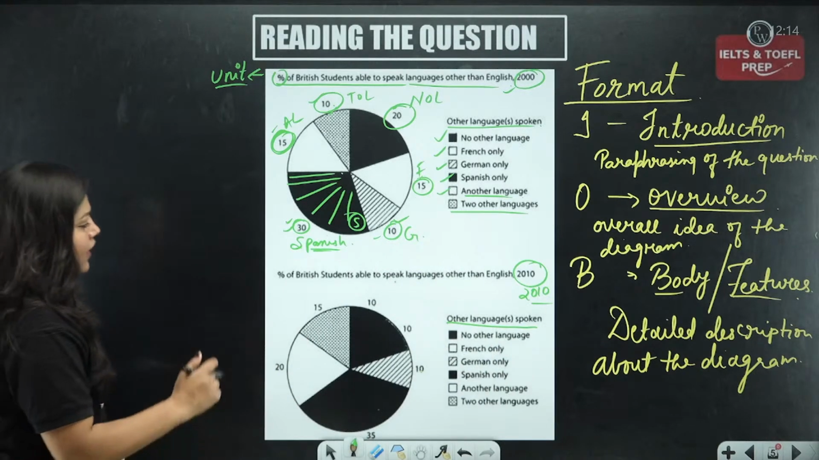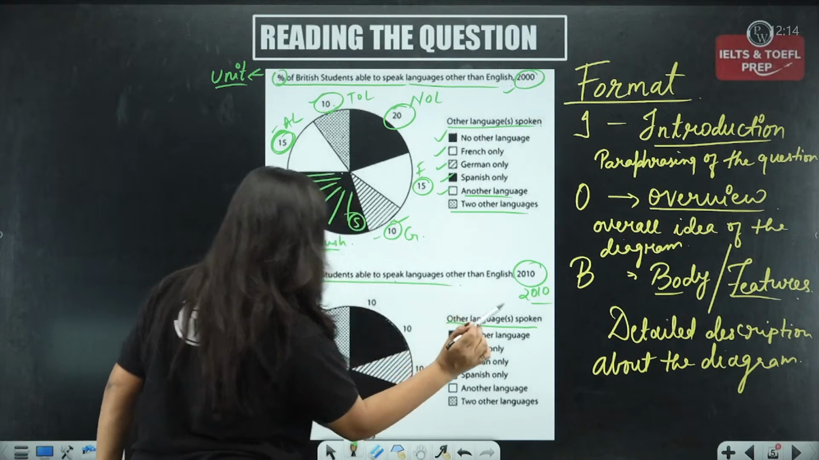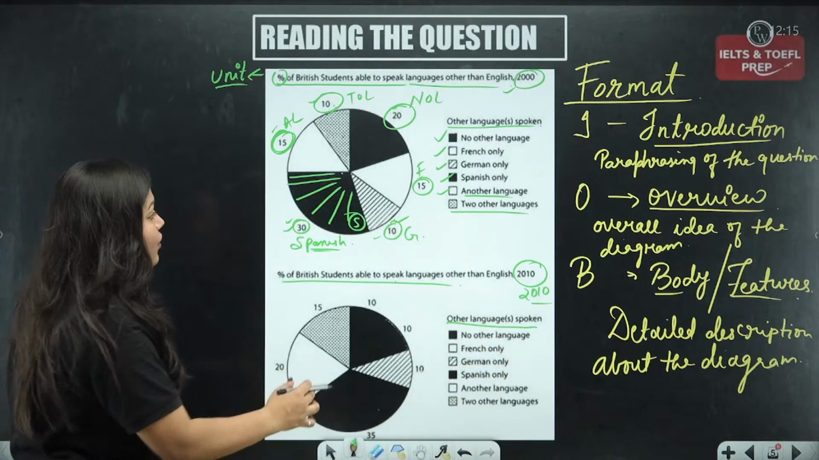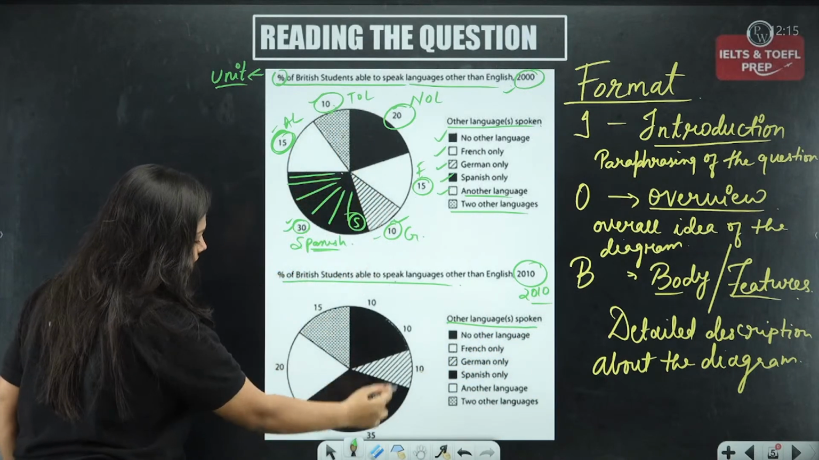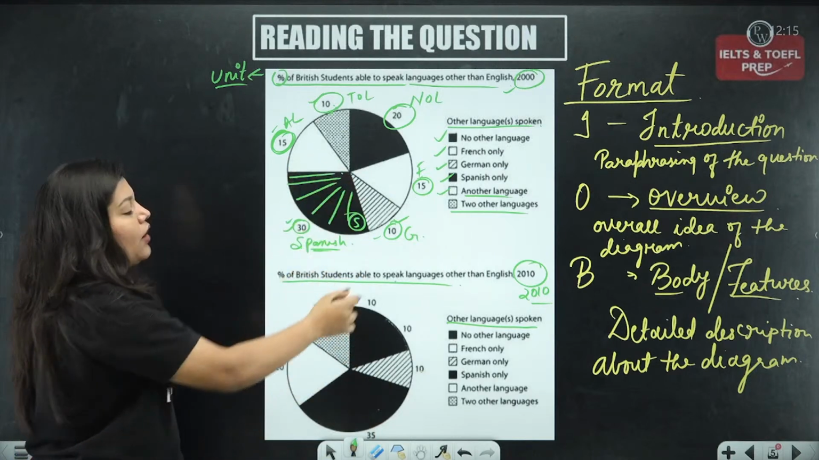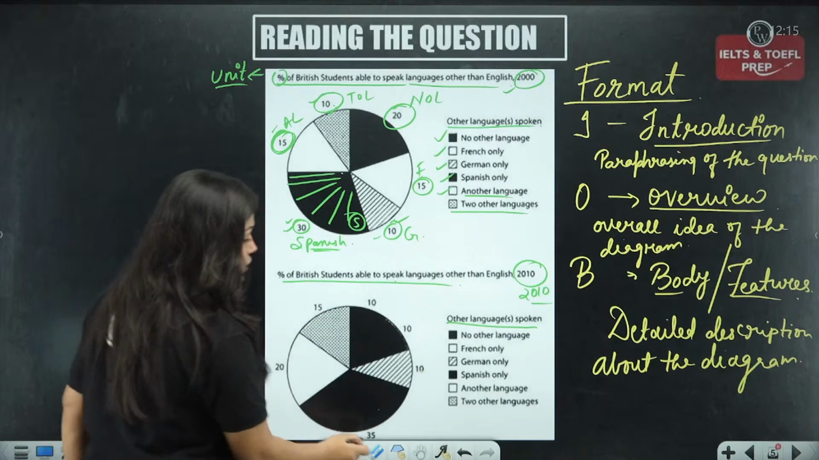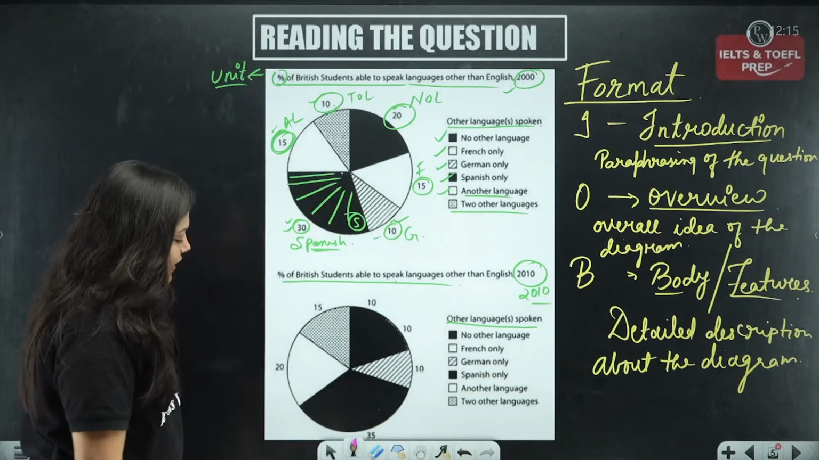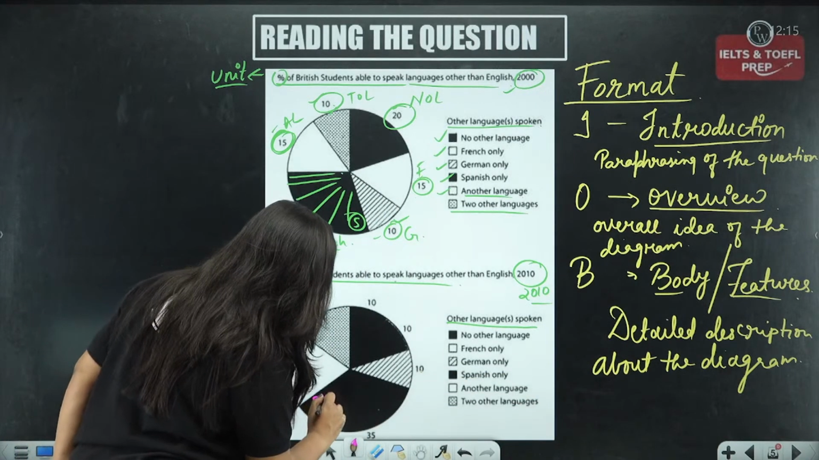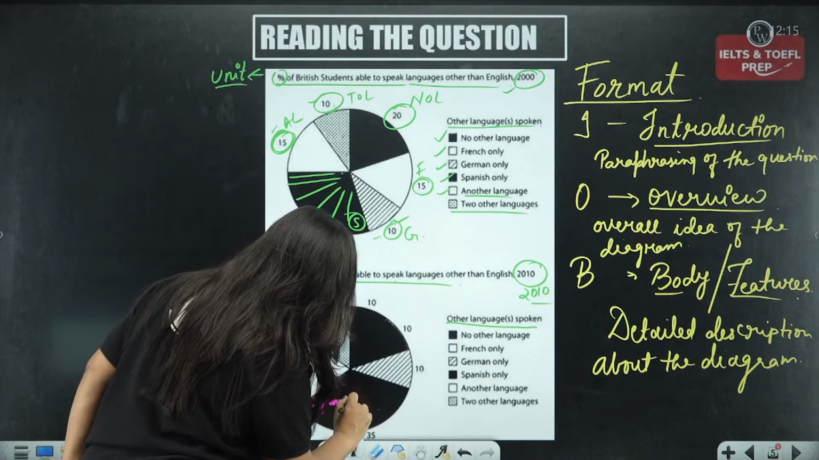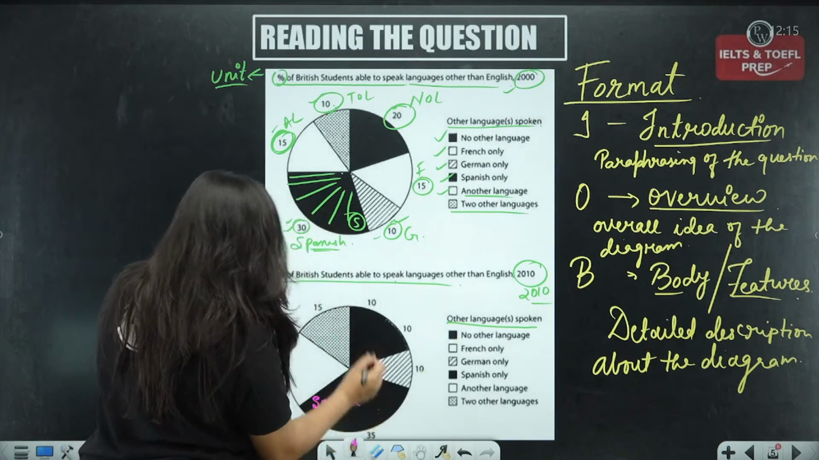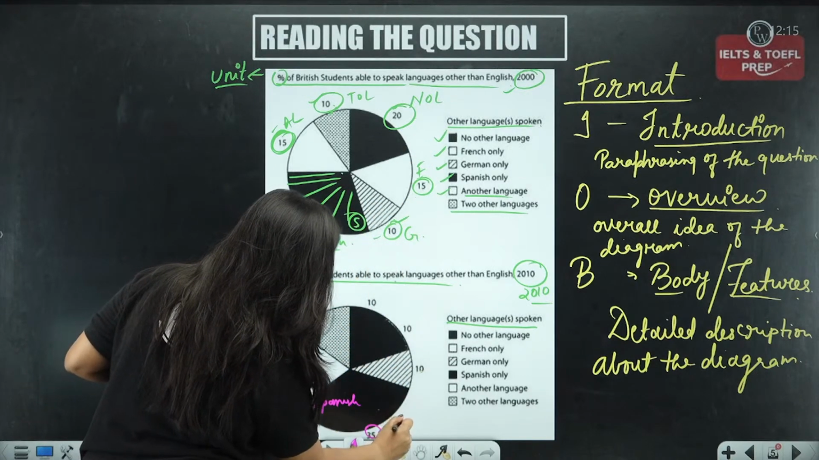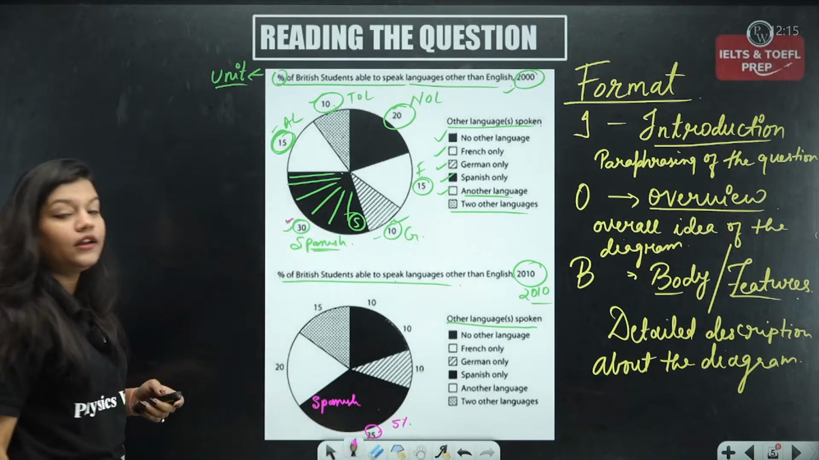Clear. Now, if I talk about the percentage of British students who were able to speak a language other than English, which is in 2010. So now this is the entire data. What we are going to do now is compare between the two years. What comparison are we going to be doing? You can see, if I be very clear, this was our Spanish. Spanish was 30% in 2000, to which it increased by 5% in 2010.